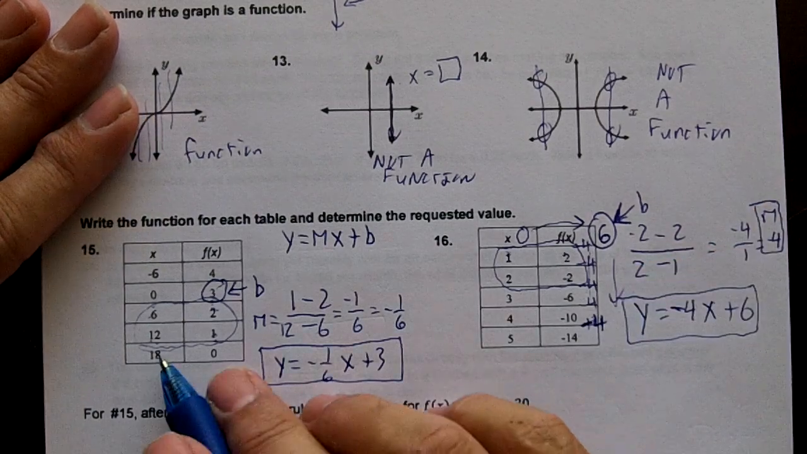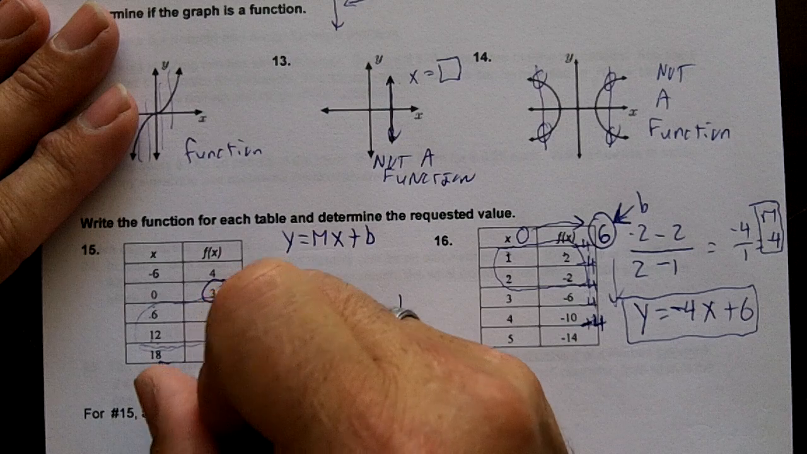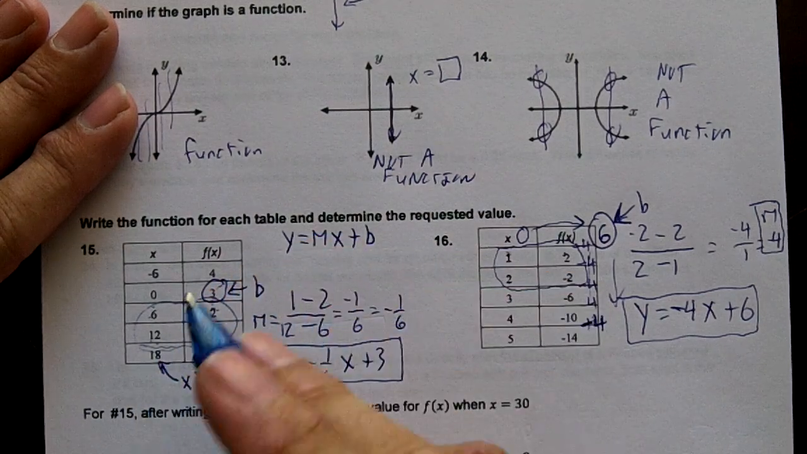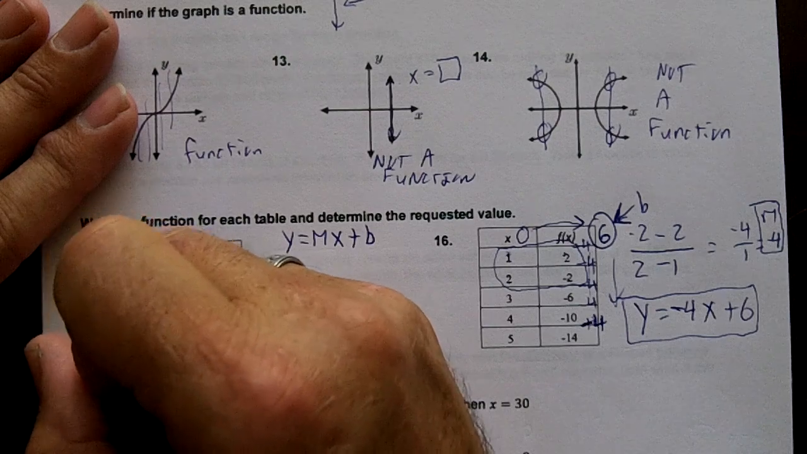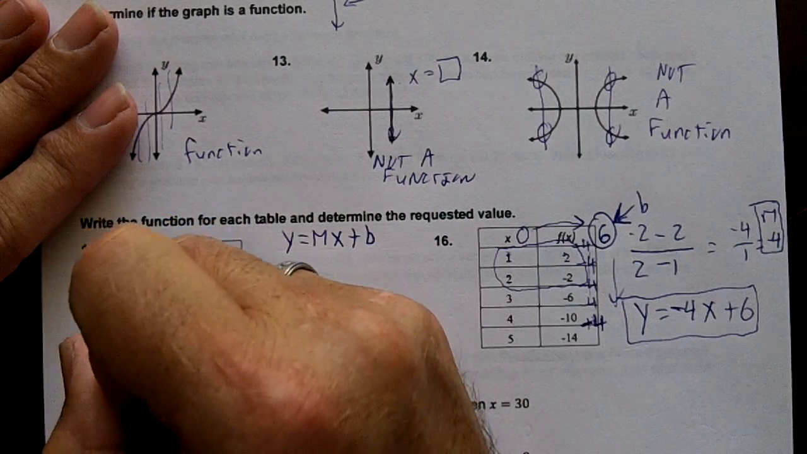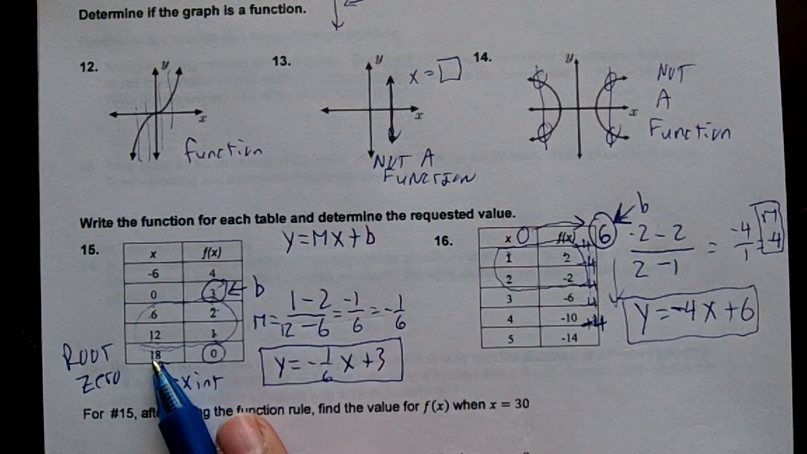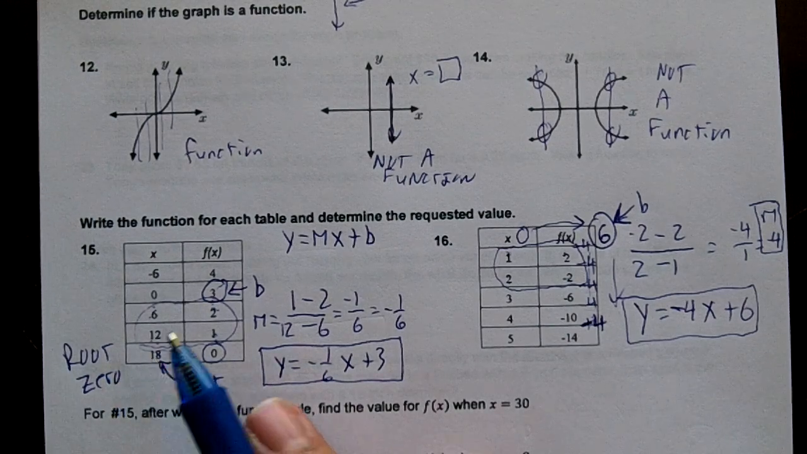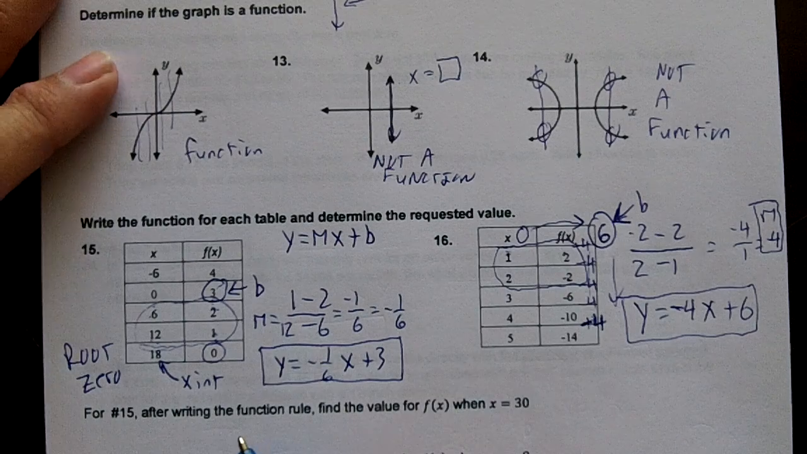And as a bonus right here, this 18 would be an x-intercept because the 0's right here. So this is an x-intercept. It's also a root or a 0. Okay, so if an input produces an output of 0, that number is called a root or a 0.